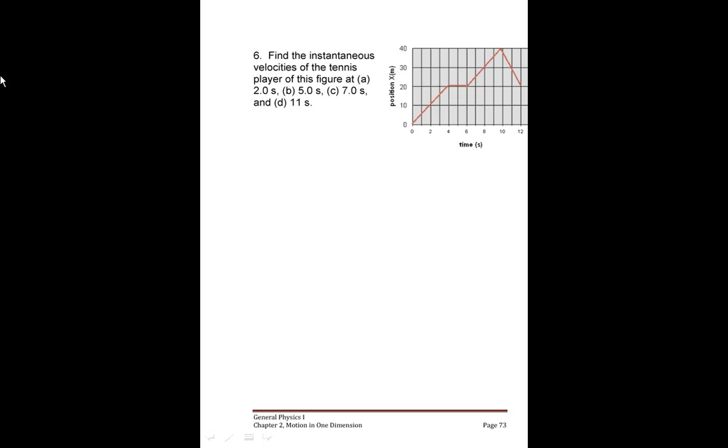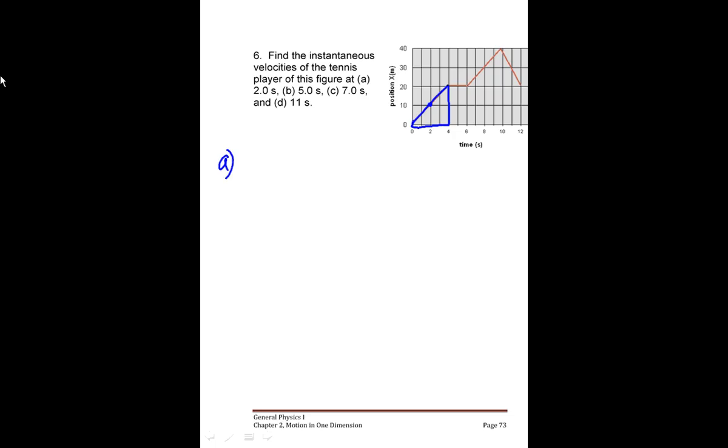All right, find the instantaneous velocities of the tennis player on this figure at 2, 5, 7, and 11 seconds. This is position versus time. So to find velocity, I just take the slope. So let's first look at 2 seconds. That's right here. I want to know the slope of this line.